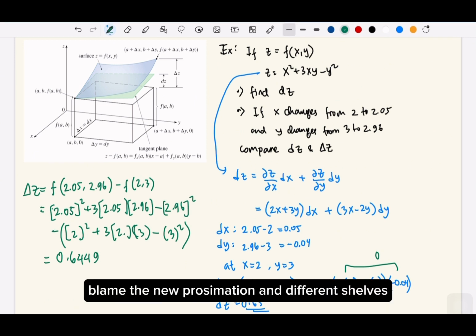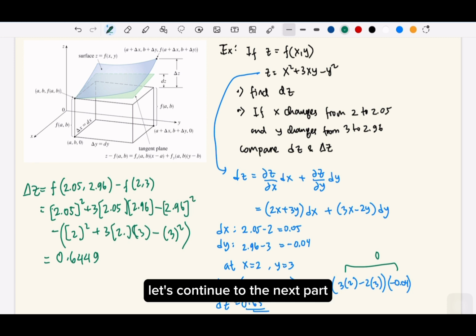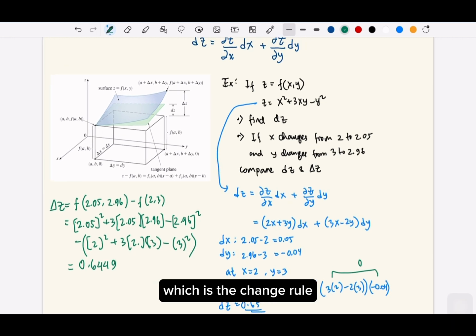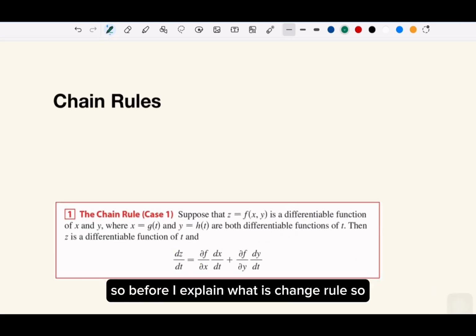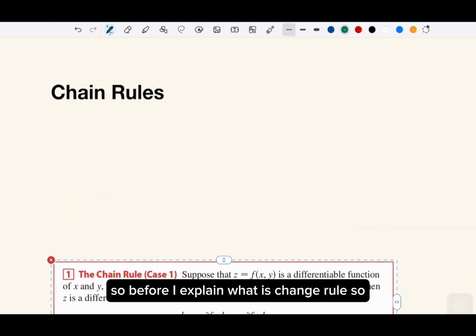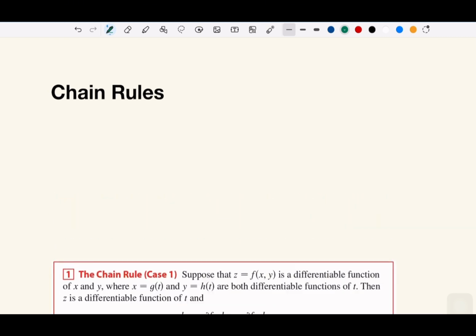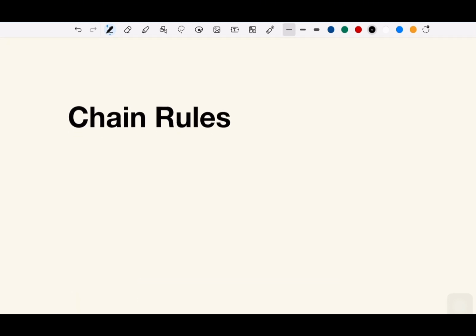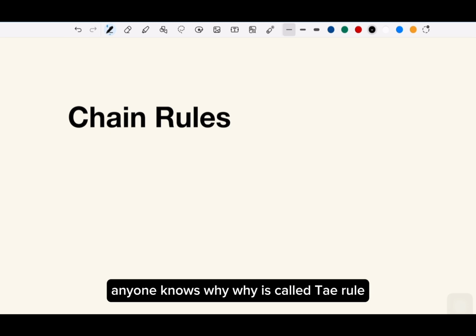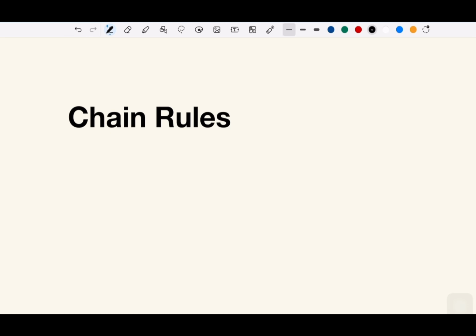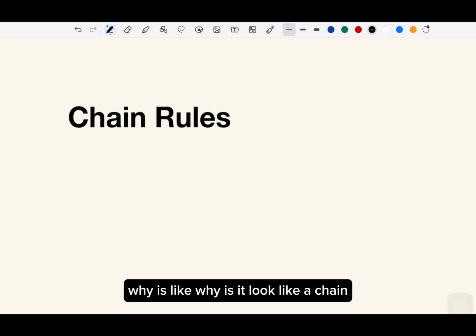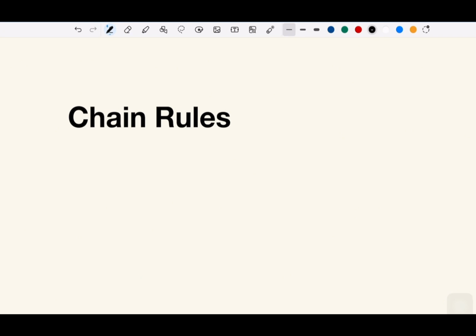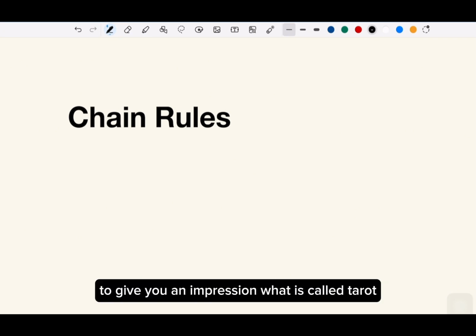On the tangent plane, linear approximation, and differentials, let's continue to the next part, which is the chain rule. Before I explain what the chain rule is, why is it actually called the chain rule? Anyone know why? Why does it look like a chain? To give you an impression of why it's called the chain rule, you know how.